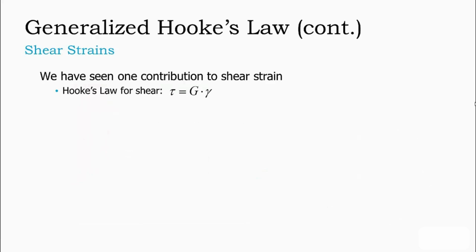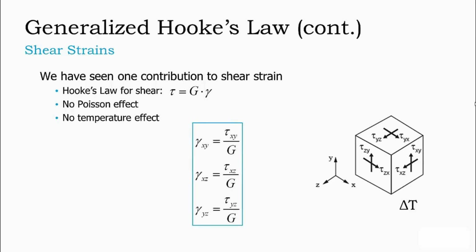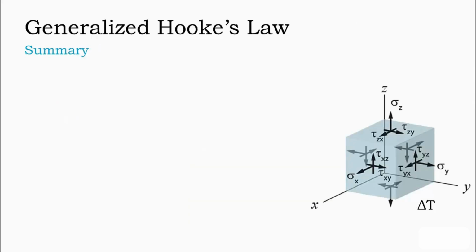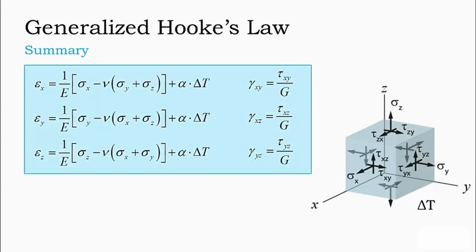If we now consider shear strains, we have only seen one contribution to shear strain, and that is Hooke's law for shear strain. Tau is equal to the shear modulus G times the shear strain gamma. There was no Poisson effect in shear, and there was no temperature effect in shear. As a result, for a general state of shear stress and temperature change, the generalized Hooke's law for shear is as follows. We can combine the general state of normal stress and general state of shear stress with a temperature change as shown on the element on the right. We thus get the normal strains and the shear strains as follows.